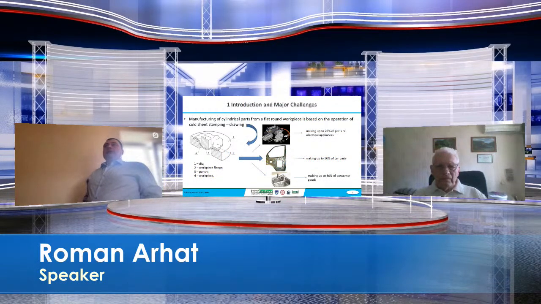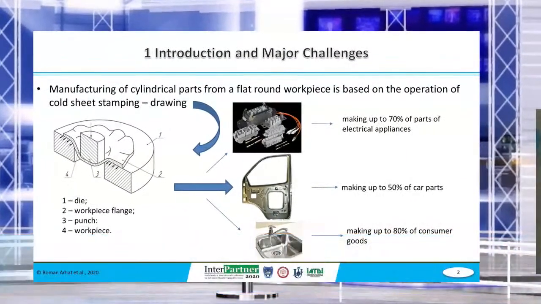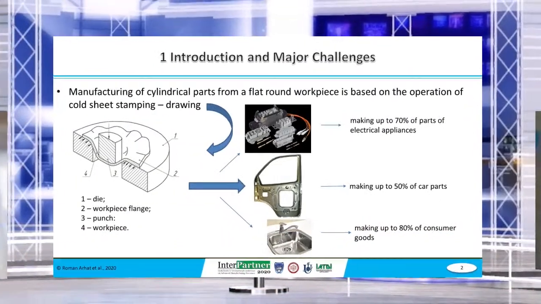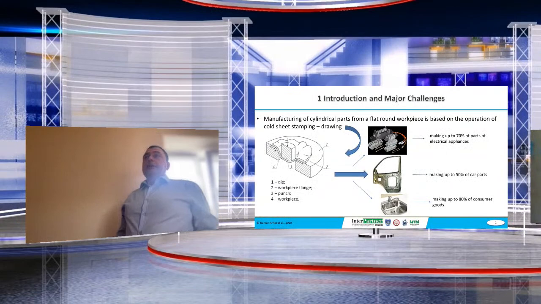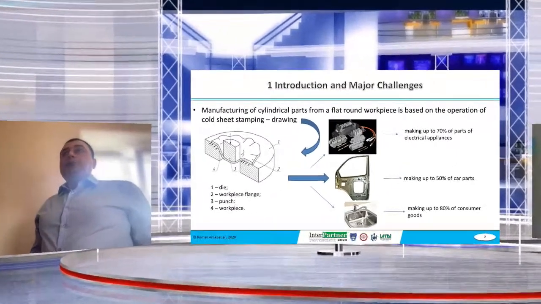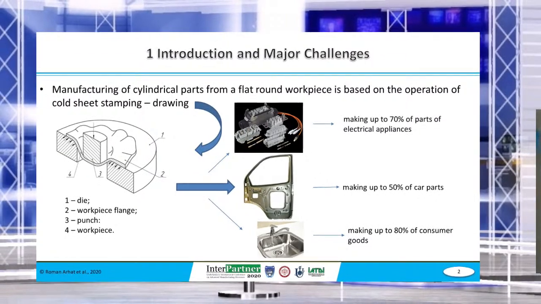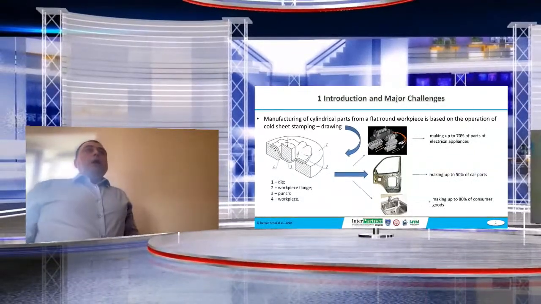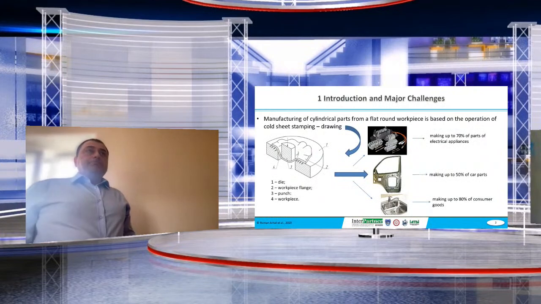Manufacturing of cylindrical parts from a flat round workpiece is based on the operation of cold sheet stamping drawing. This operation is widely used in production in the manufacture of a wide range of engineering products: aircraft, automotive, shipbuilding, instrument making, and other industries. It is also popular due to its high productivity and economic efficiency.